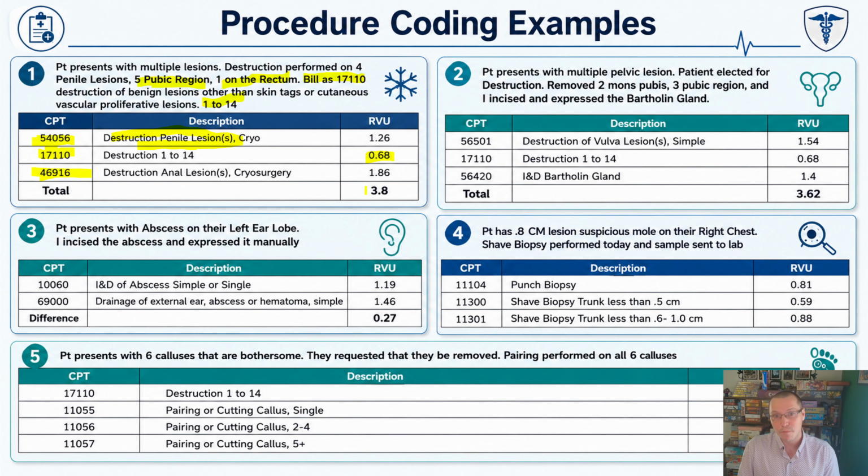But as you can see, if you break it down to everything that actually happens, you end up with a 3.8 RVU. Quite a bit higher than that 0.68 RVU. So make certain you're reporting to the highest level possible.